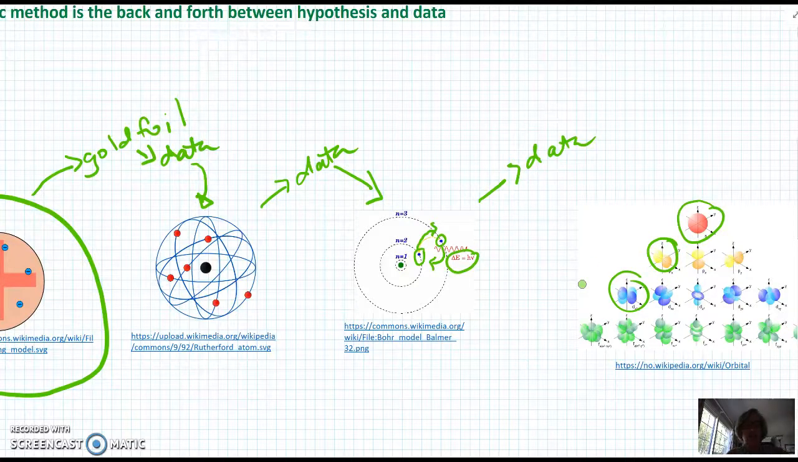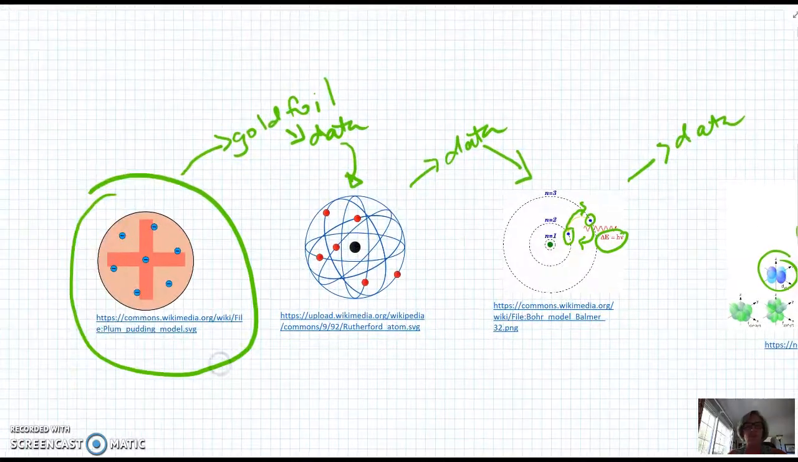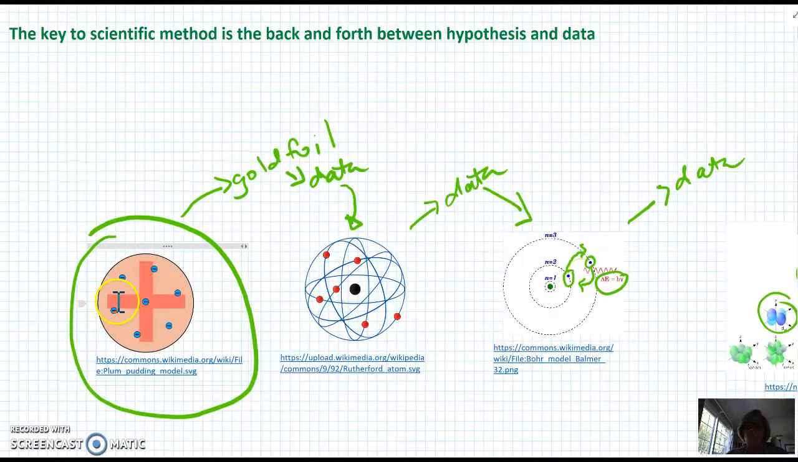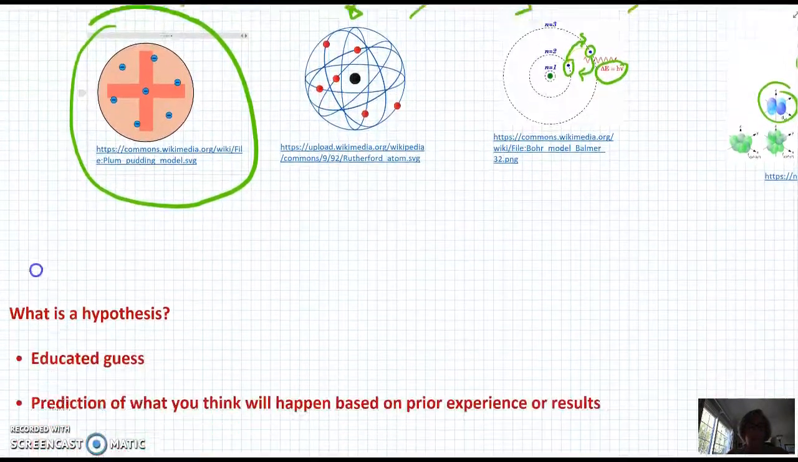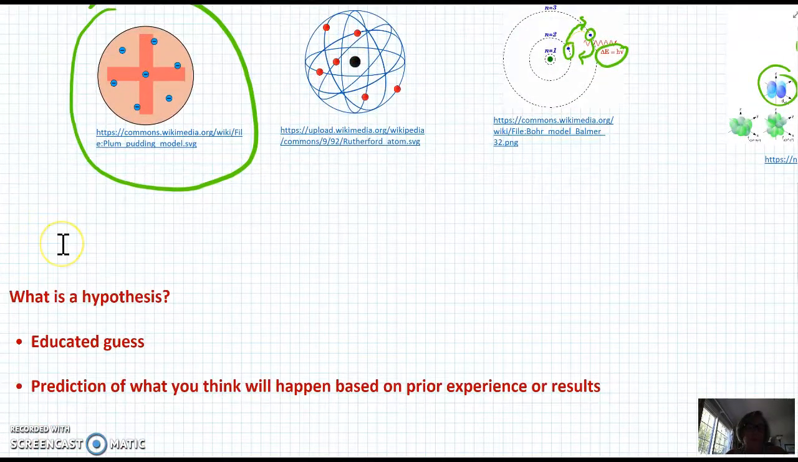So what you can see is we had this back and forth between new data led to a new model, which was the hypothesis for what the atom looked like. So that back and forth between the hypothesis and data is the core of scientific method. So how do we define a hypothesis? It's an educated guess. It's a prediction of what you think will happen based on your prior experiment or results.